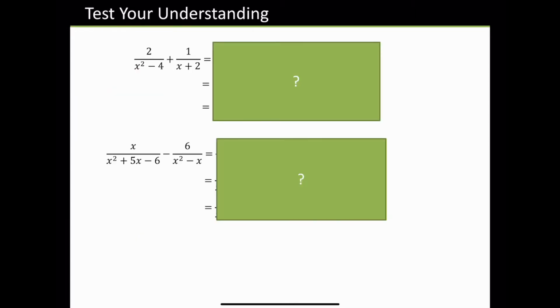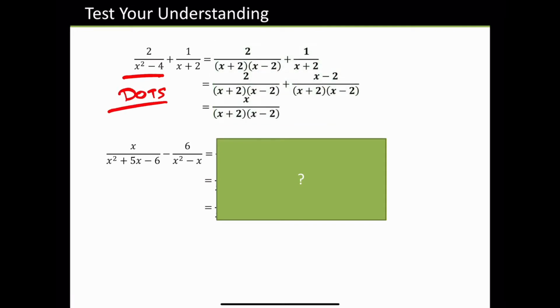So pause the video and try these two questions. Right, so the first thing you should have done is you should have seen that this is a difference of squares. So you should have simply multiplied the second one by x minus 2. That's what you should have done, and therefore finish with this answer.